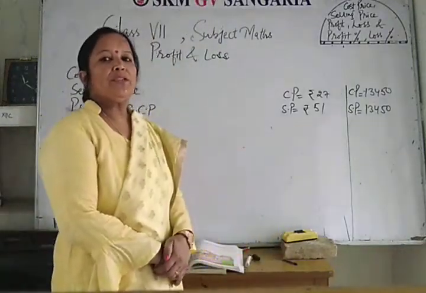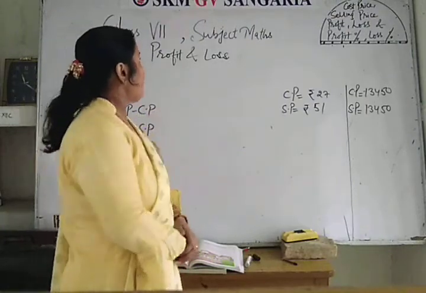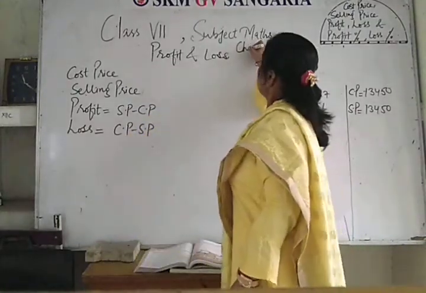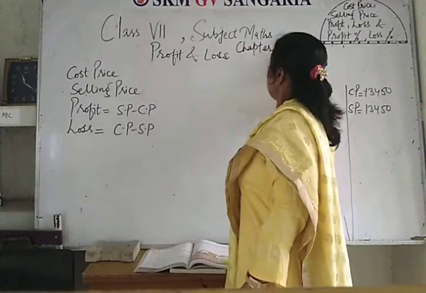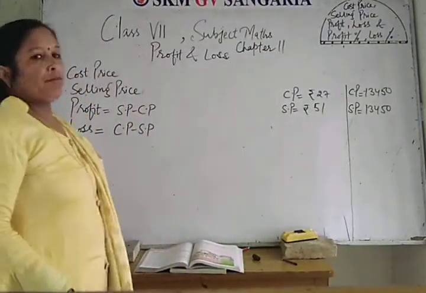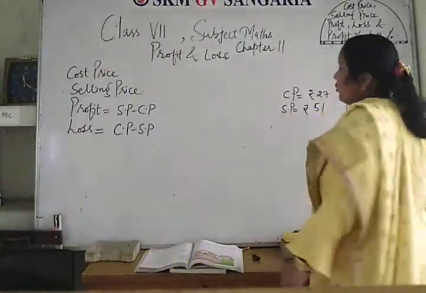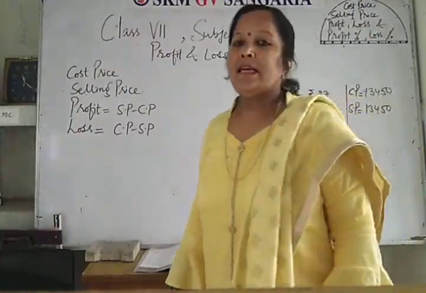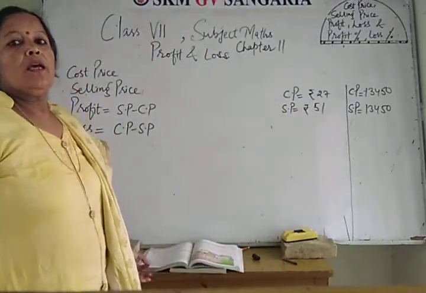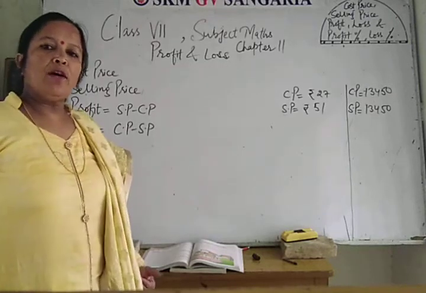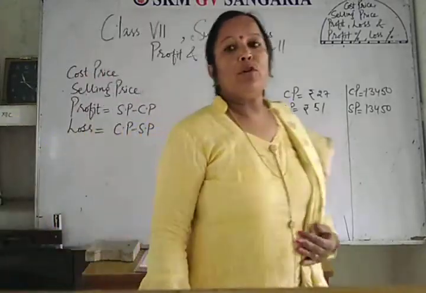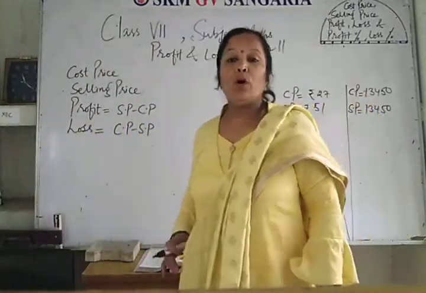Today I am going to teach you chapter number 11, that is Profit and Loss. Today my topic is cost price, selling price, profit, loss, profit percentage and loss percentage, and how to calculate them. So first of all, I would like to tell you about cost price.